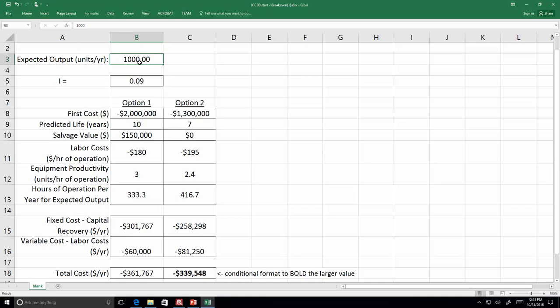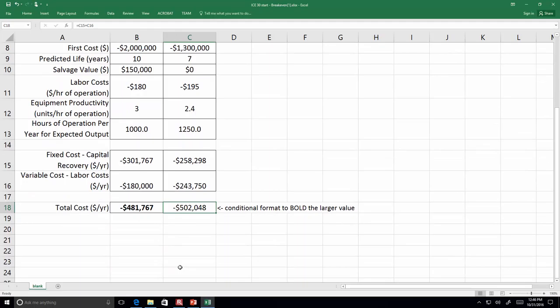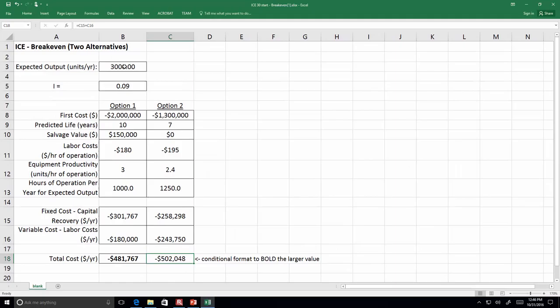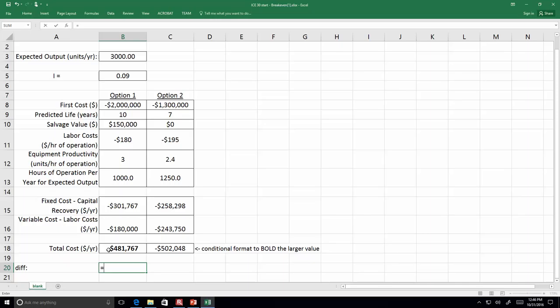So what we need to do is find out, where's the crossover point? Where is the break-even, like the threshold that defines option one being better versus option two being better? So we can calculate the difference. Like if we have option one minus option two, what we would want to do in goal seek is find out what is the output that will make the difference equal to zero.